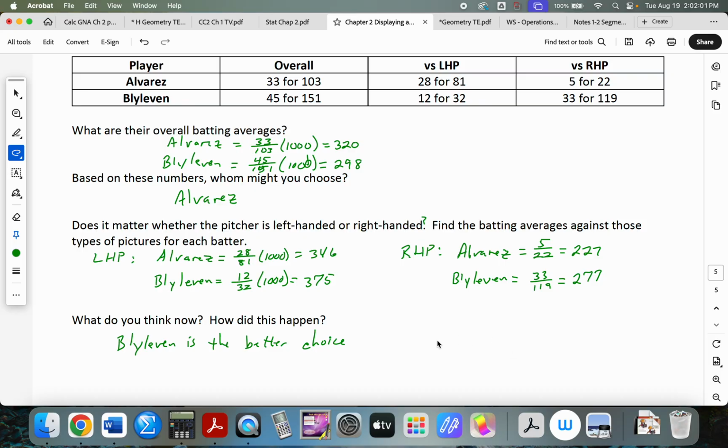So how did this happen? You can either go at it as, you know, they're both better against left-handed, but Alvarez got to feast on that more often than Blyleven did, or you can talk about they're both worse versus right-handed pitching, and Blyleven had to face right-handers about 5 times as many times. Okay? You can talk about it either way that you want to. I'll let you word that however you would like to.